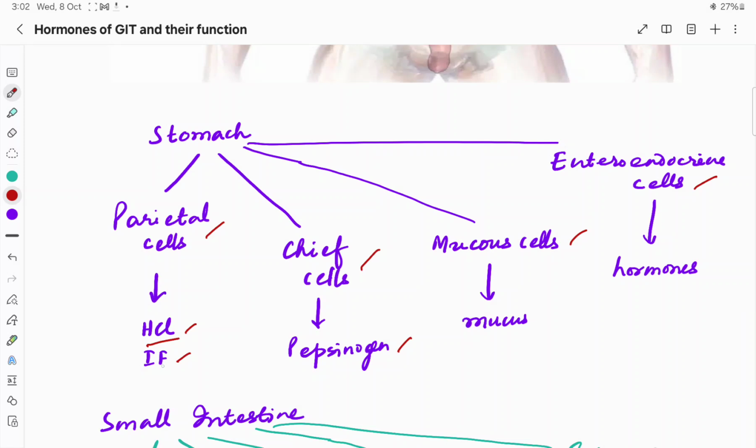And this intrinsic factor is required for vitamin B12 absorption, and hydrochloric acid helps in digestion and provides the acidic environment in the stomach. Then mucous cells secrete mucus, which is alkaline and protects the stomach lining from acid. And the enteroendocrine cells secrete hormones, which we will discuss today.